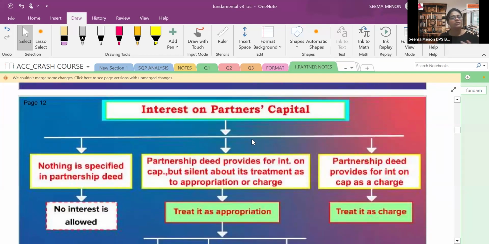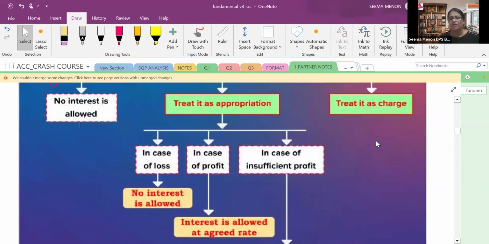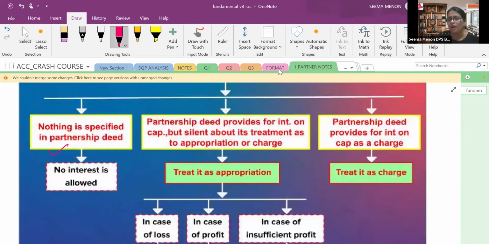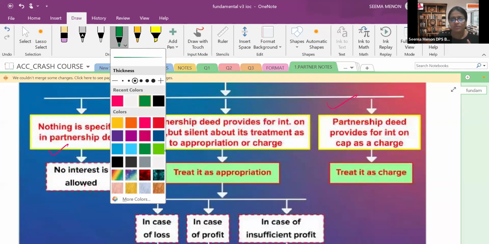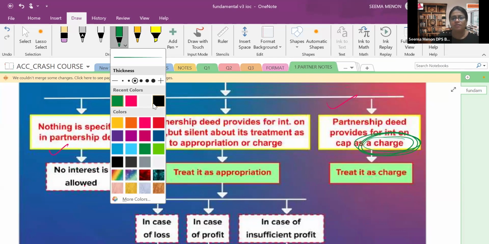Children, continuing with interest on partners' capital, see that we are moving ahead. Interest on partners' capital, nothing is specified, no interest is allowed, whatever I discussed. Okay, the second case also we discussed everything. Coming to the third case, the partnership deed provides for interest on capital as a charge. We already discussed what you mean by charge. Charge means even though there is a loss, we have to give interest on capital to our partners.